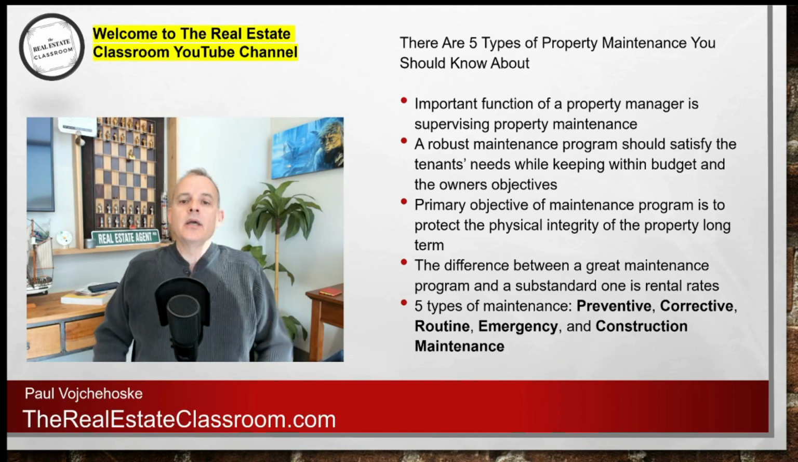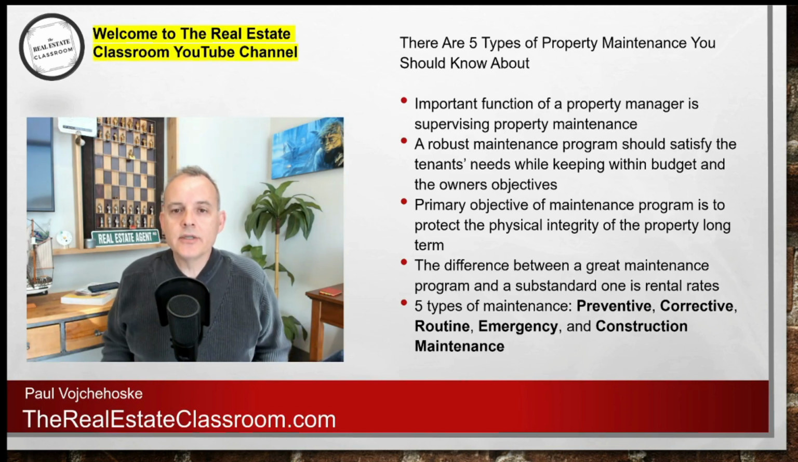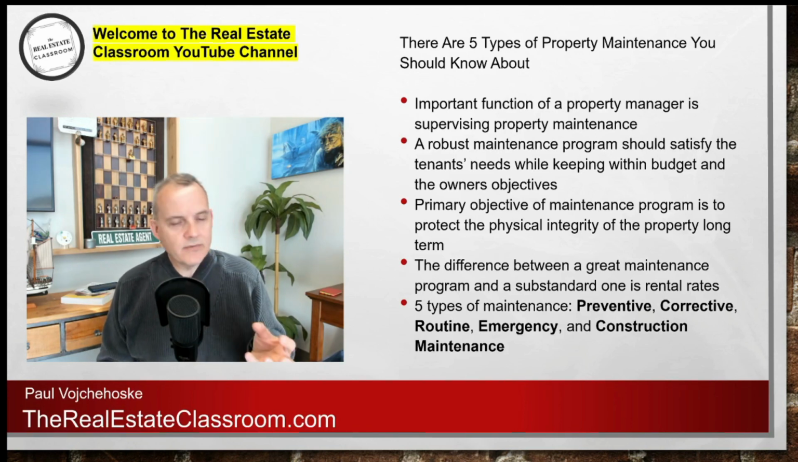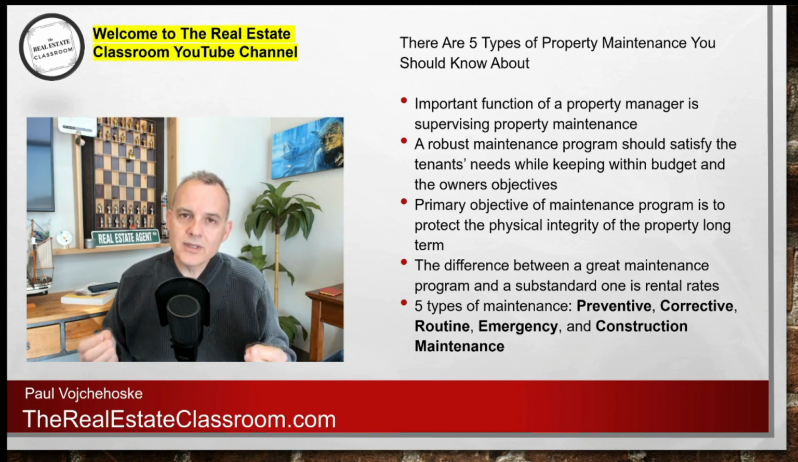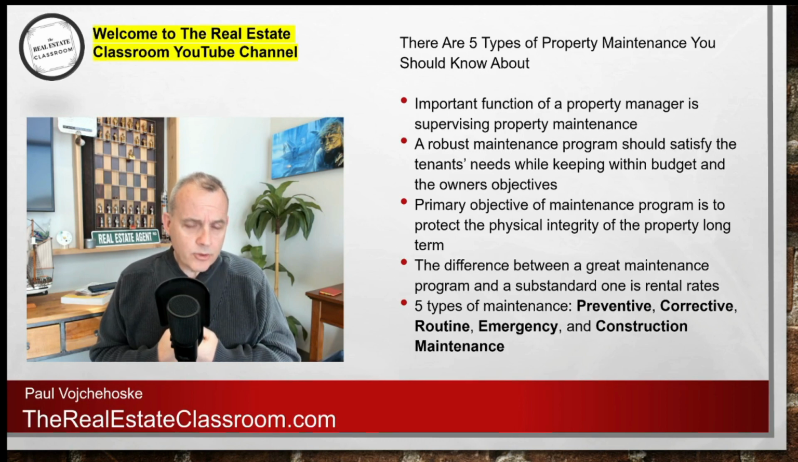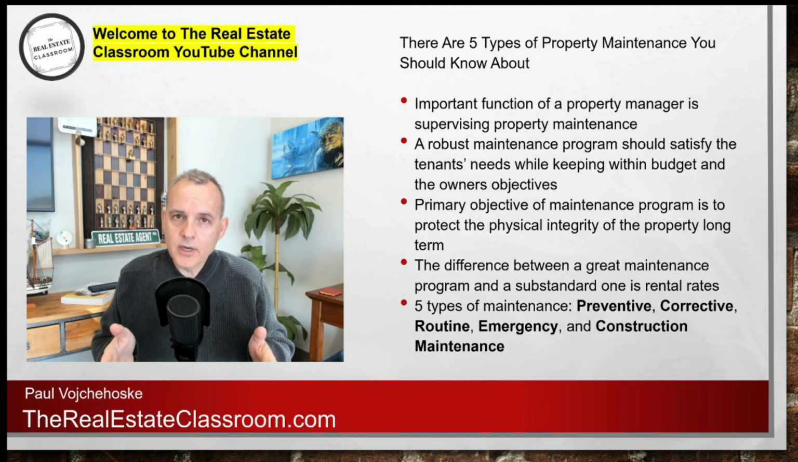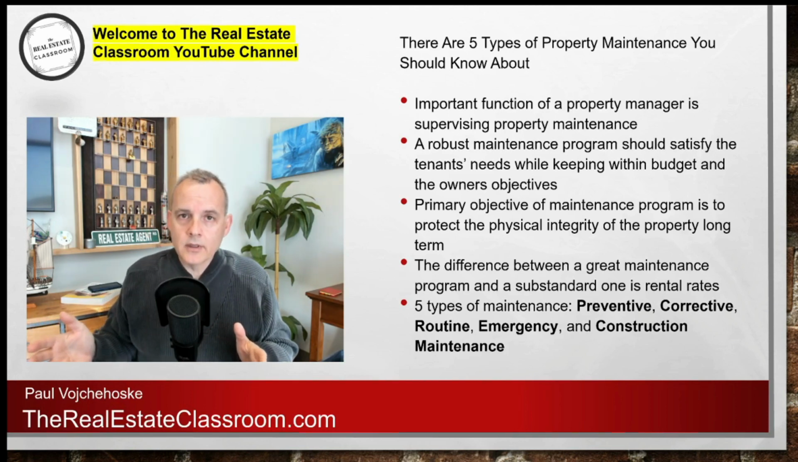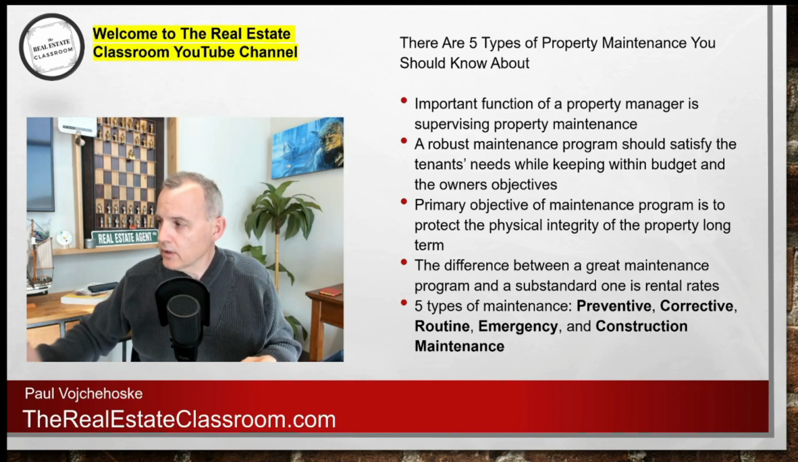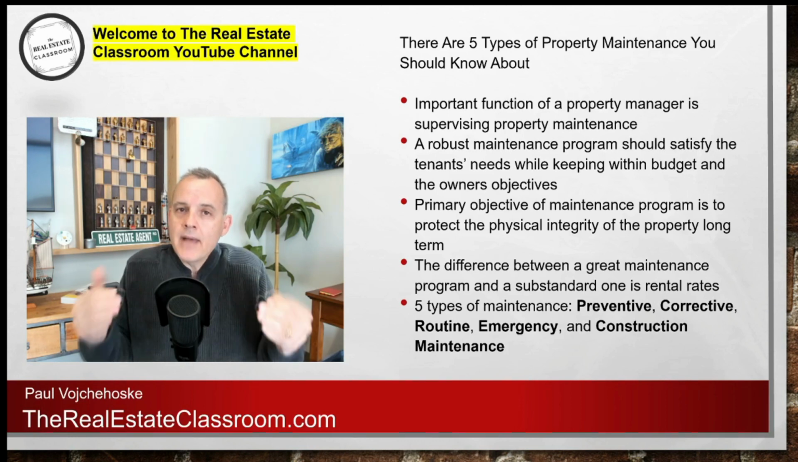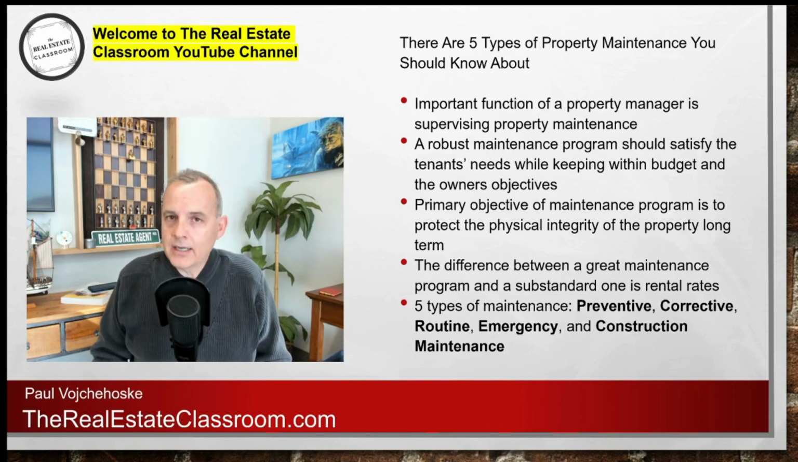All right. And that's for a different discussion in a different video, but I did want to throw that out there. So a robust maintenance program should satisfy the needs of the tenant, but also be consistent with the long-term objectives of the owner. The other primary objective of a maintenance program is to protect the physical integrity of the property long-term. We want that property to be maintained in such a way that it's going to increase in value over the long term, but also produce income and produce the maximum income that we can possibly get.